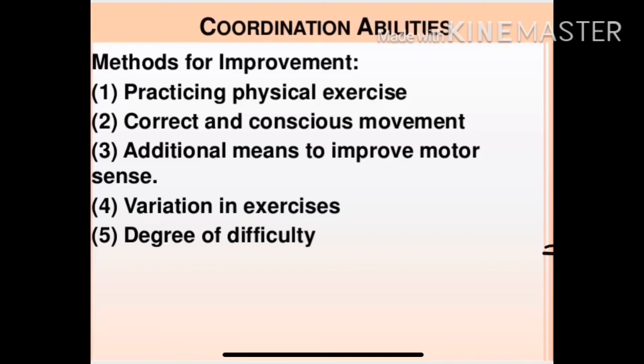By participating in physical activity or exercises, we can improve our coordination ability. Second is correct and conscious movement. By this also we can improve our coordinative ability. Third is additional means to improve motor sense. Fourth is variation in exercises. Fifth is degree of difficulty.